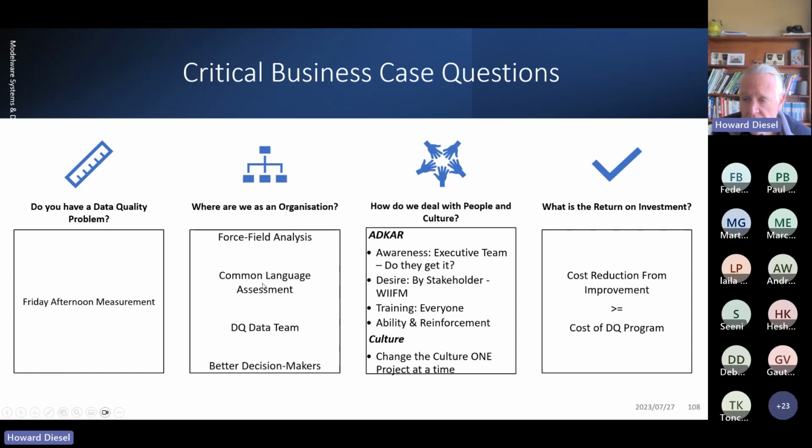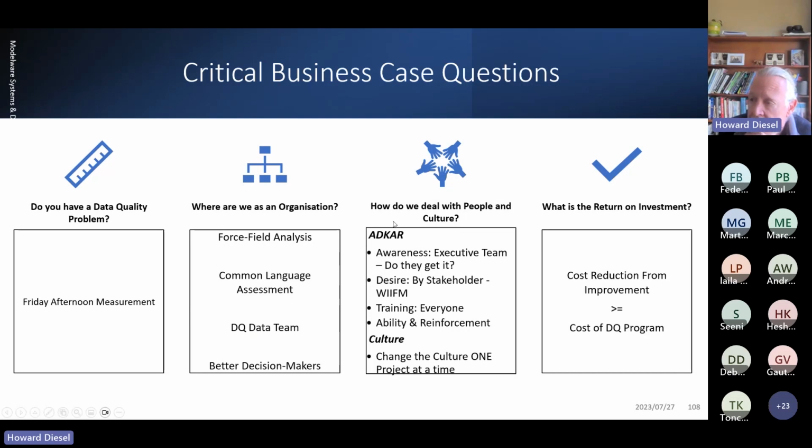Then we want to look at common language assessment. Are we using the same language? Because when you start defining CDEs, before you even start working on building your rules, you need to have a clear definition and understanding of what that word means or what the element means. And then what does your data quality data team look like? How do we improve our decision makers? How do we rate ourselves as decision makers when it comes to data quality?